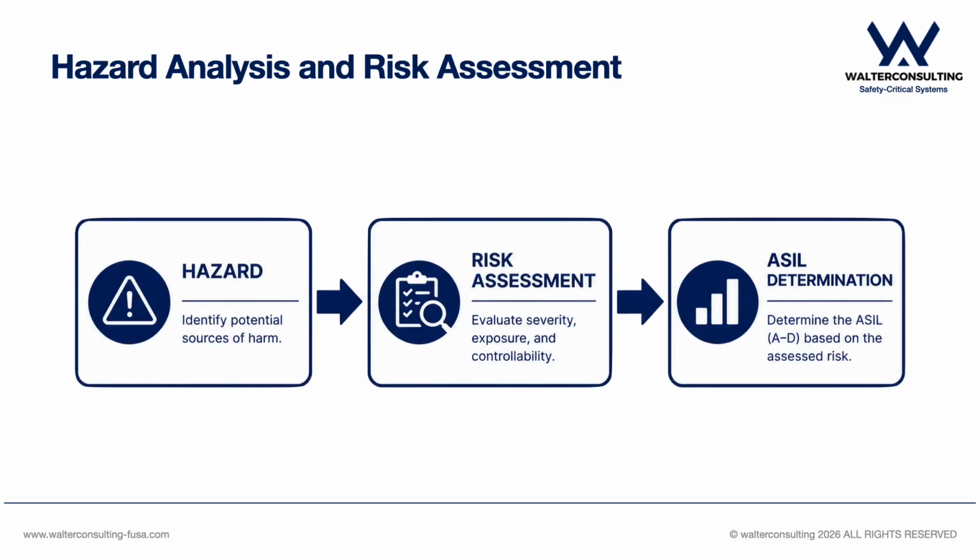This is where the hazard analysis and risk assessment comes into play. The purpose of the HARA is to identify hazardous events and evaluate their associated risks. Several factors are considered during this activity, including severity, exposure, and controllability. The outcome helps determine the automotive safety integrity level, or ASIL. This process allows organizations to prioritize safety activities according to risk. But before discussing ASILs in more detail, we first need to understand an important concept. What exactly is a hazard?